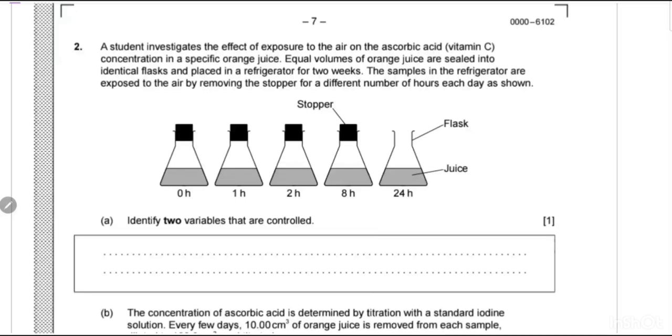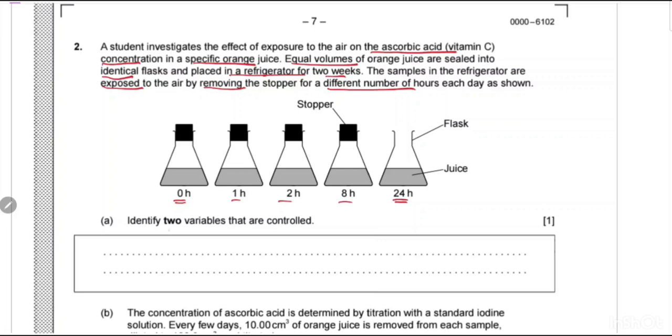Next is, a student investigates the effect of exposure to the air on the ascorbic acid, which is vitamin C, concentration in a specific orange juice. Equal volumes of orange juice are sealed into identical flasks and placed in a refrigerator for 2 weeks. The samples in the refrigerator are exposed to the air by removing the stopper for different numbers of hours each day, as shown in the diagram. These 5 flasks show the first orange juice was exposed for 0 hours and the last one for 24 hours: 0, 1, 2, 8 and 24 hours. This is the question statement given.